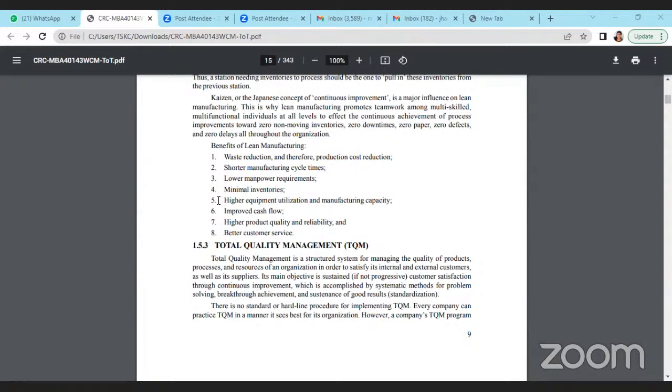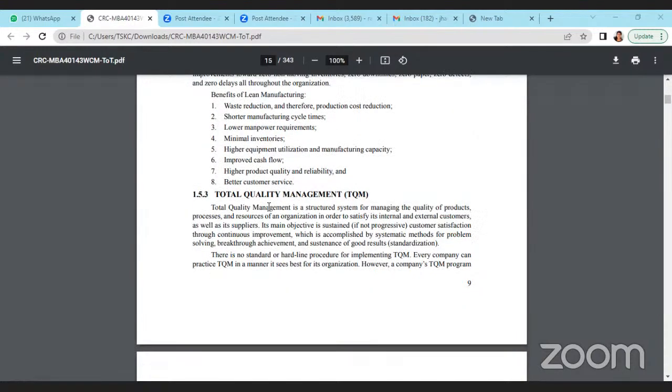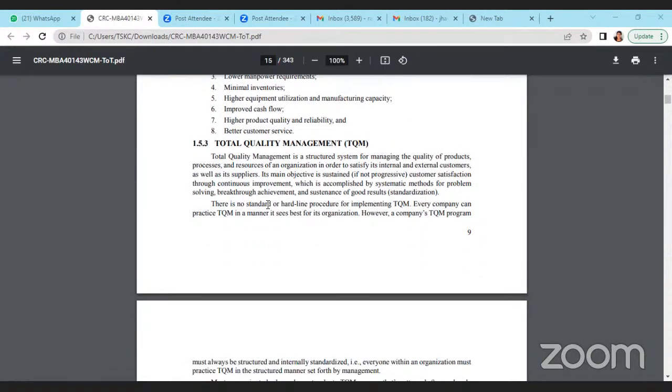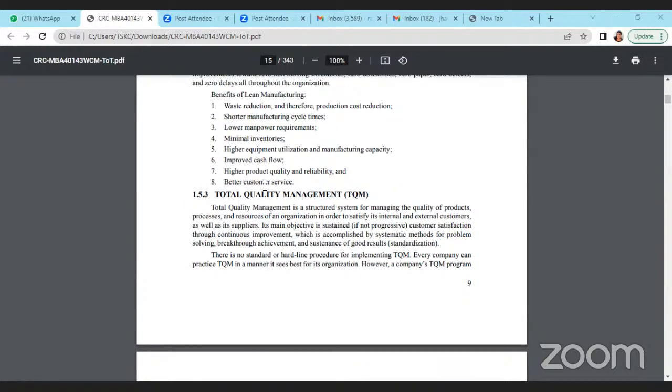Benefits of lean manufacturing: waste reduction and therefore production cost reduction, shorter manufacturing cycle times, lower manpower requirements, minimal inventories, higher equipment utilization and manufacturing capacity, improved cash flow, higher productivity, quality and reliability, and better customer service. This is all about lean manufacturing.